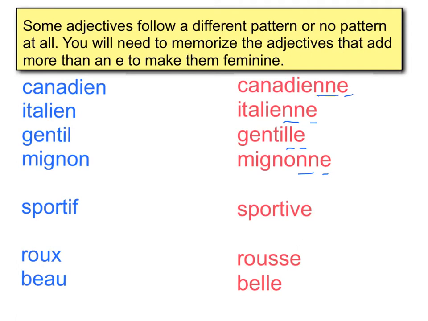Lastly, we have just some plain irregular adjectives. They don't follow any kind of pattern, and you just kind of have to remember. Okay, so we have roux becomes rousse, and beau becomes belle, masculine, feminine.